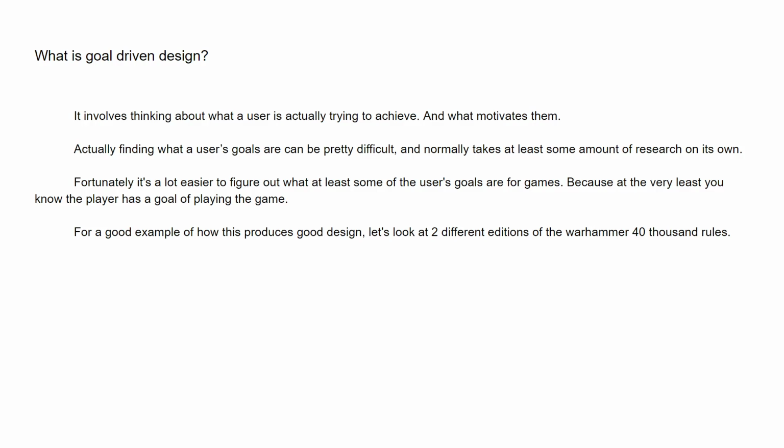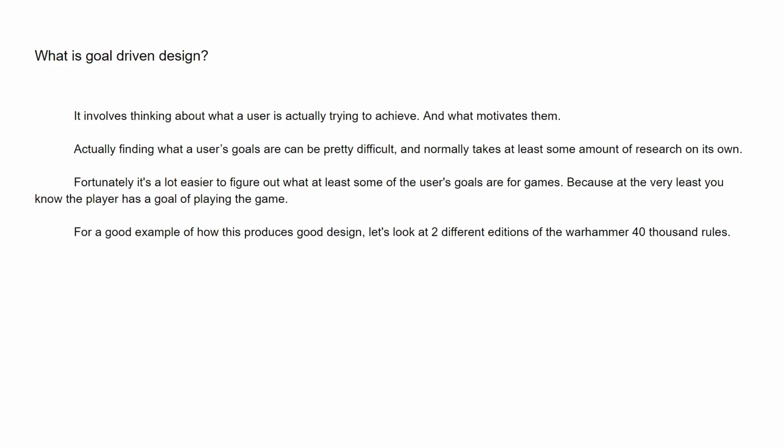It involves thinking about what the user is actually trying to achieve and what motivates them, rather than thinking about individual tasks. Importantly, actually finding out what a user's goals are can be pretty difficult, and it normally takes at least some amount of research on its own. A perfect example of this, where this research is being carried out, is with Google Maps. When Google first launched Google Maps, its idea was that the goal of users would be to navigate between places. But at some point they discovered that the goal of users was to find places, like places to eat, and they made changes to accomplish that goal. But that took a lot of research to find, I imagine.